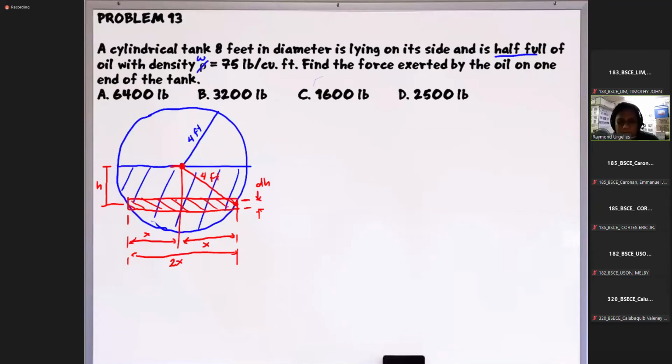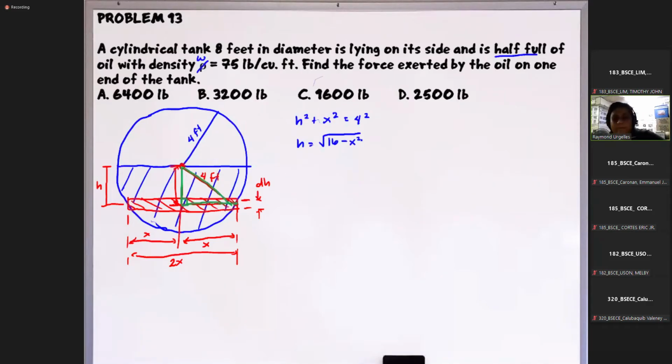And again, mula dito hanggang dito, we know this length to be equal to h. Therefore, we will form here a right triangle. Makakabuo kayo ng right triangle dito. So then we can use Pythagorean theorem. By Pythagorean theorem, we know that we have h squared plus x squared equal to 4 squared. Or we can write yung h natin as square root of 16 minus x squared.